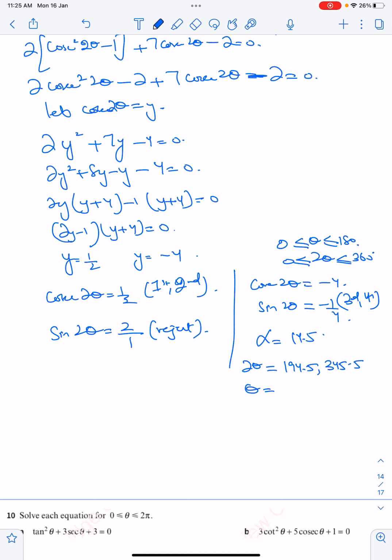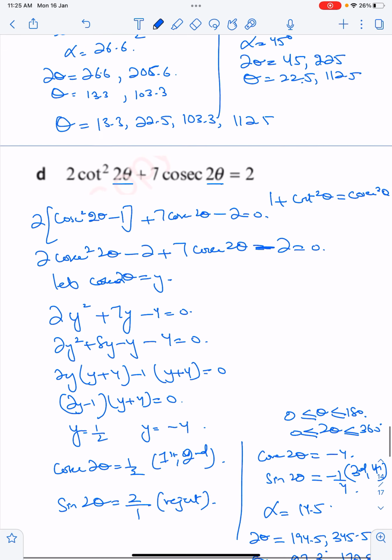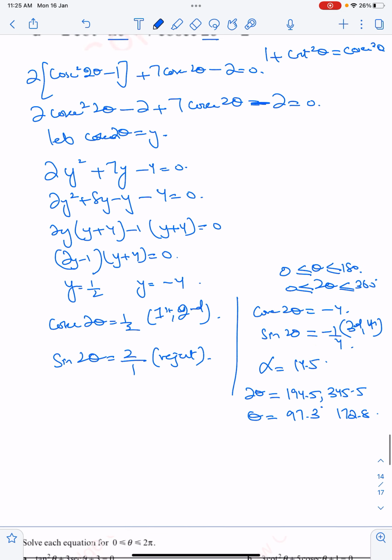Theta is going to be, dividing both the answers by 2, I am getting 172.8 from here, and 194.5 divided by 2 is 97.3 from here. Okay, so this was question number 9, the D part, which we have done.